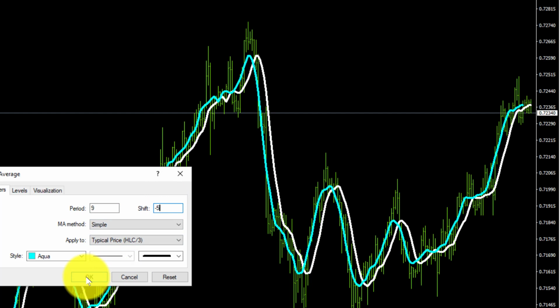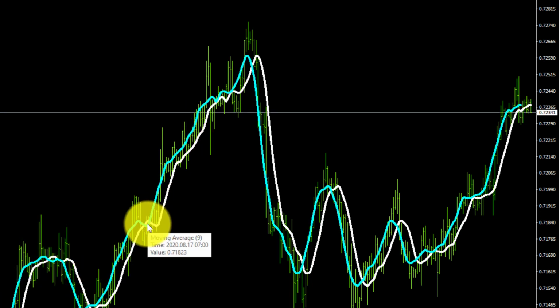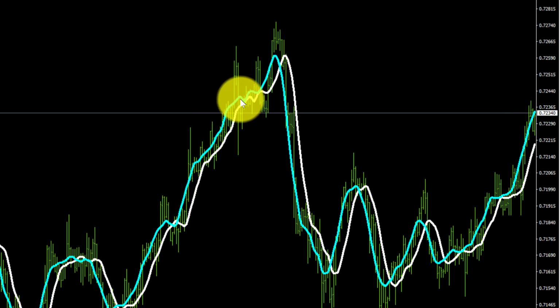And we say okay, and there we are. So now we've eliminated some whipsaws that have occurred. There's still one, but that's not too serious. But as you can see, this combination of moving averages keeps you in the trend for a huge amount of time.